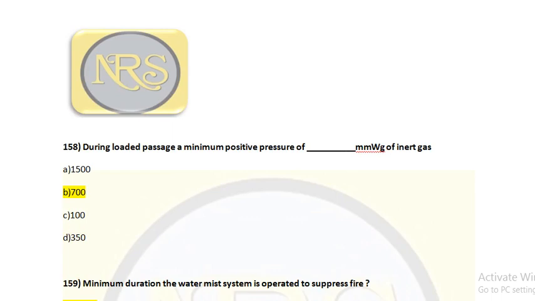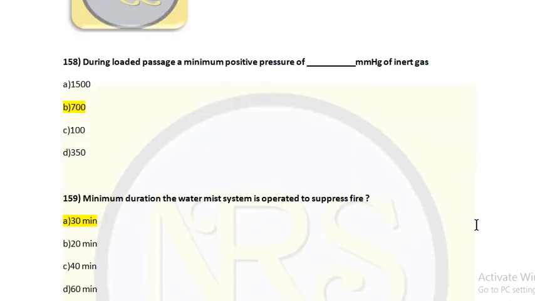Question number 158. During loaded passage, a minimum positive pressure of dash mm Hg of inert gas is: option A 1500, option B 700, option C 100, option D 350. The correct answer is option B 700.